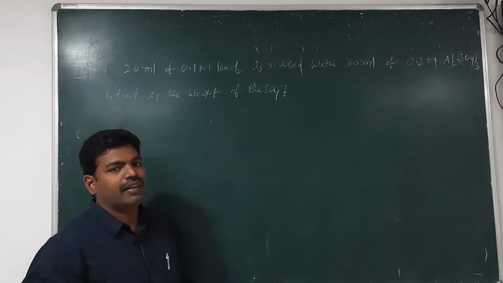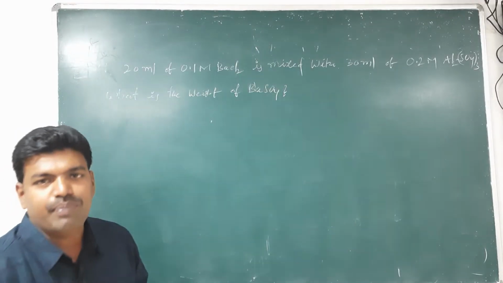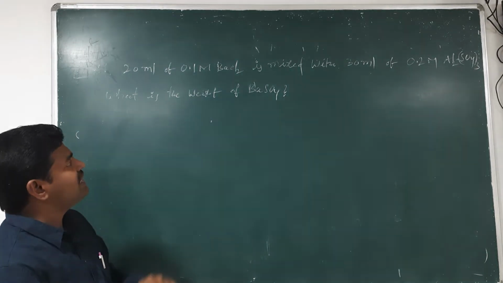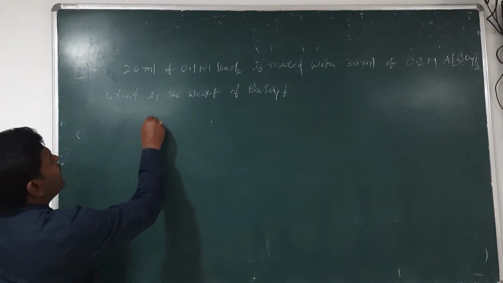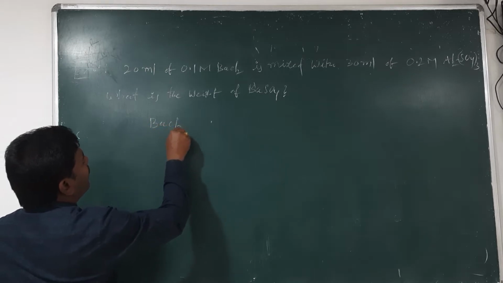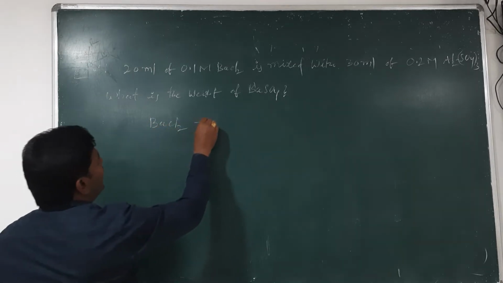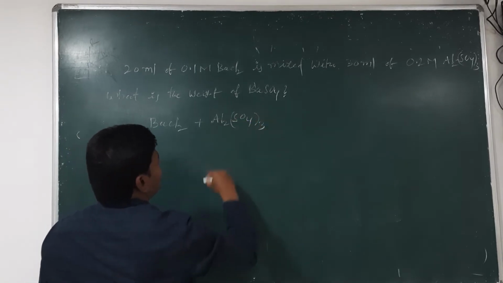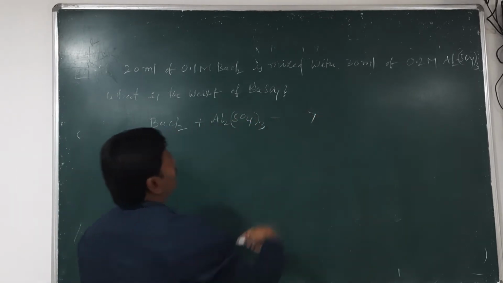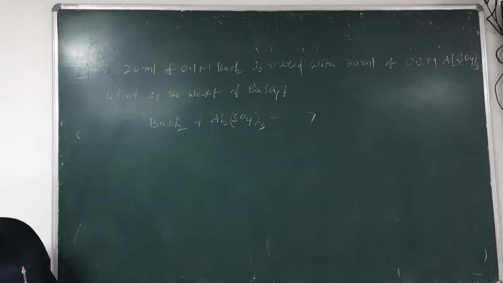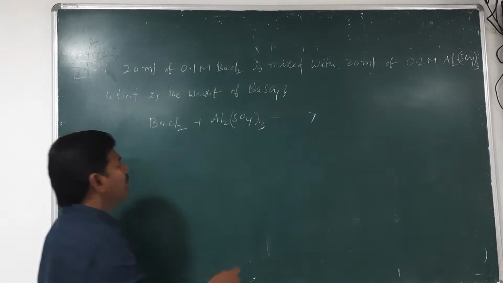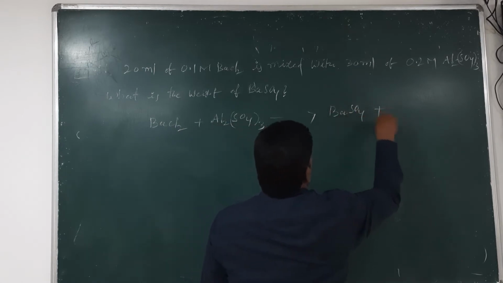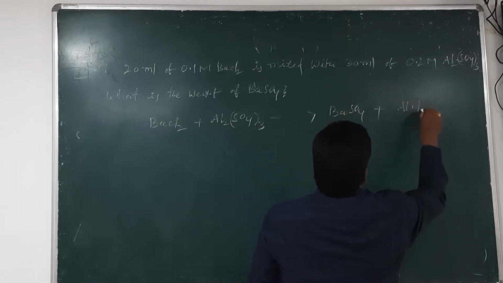So if we want to apply the mole concept, we need a balanced chemical reaction. What is the chemical reaction here? Barium chloride reacts with Al2(SO4)3, that gives barium sulphate plus AlCl3.